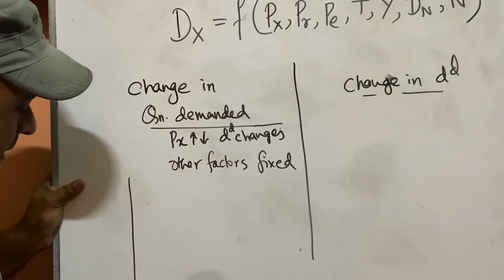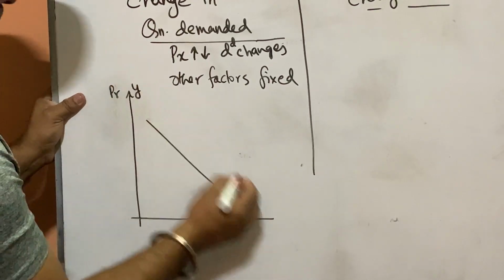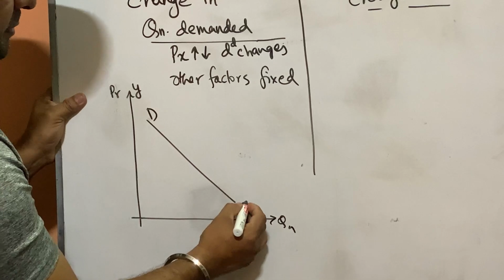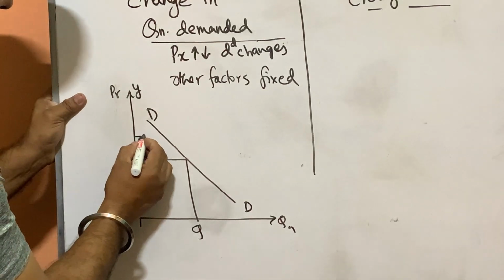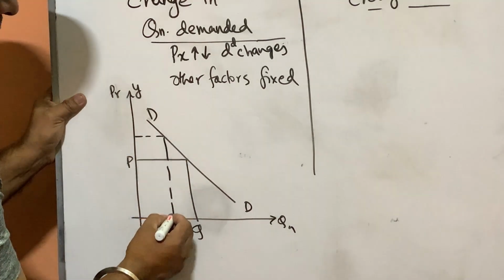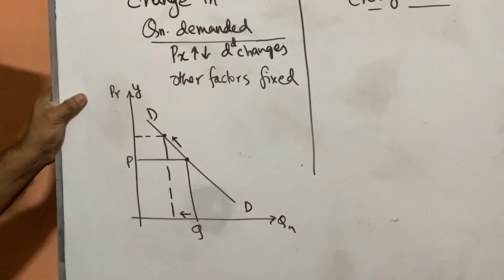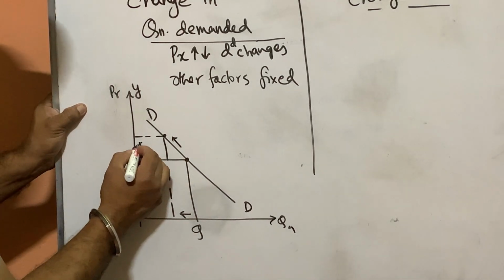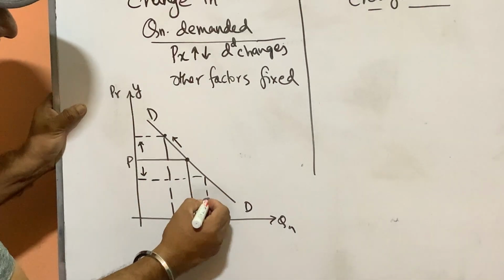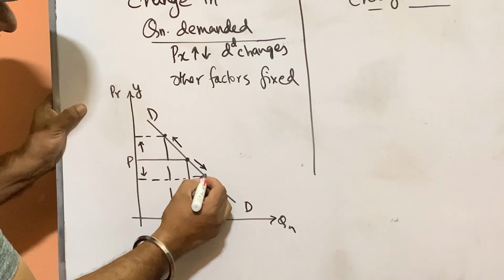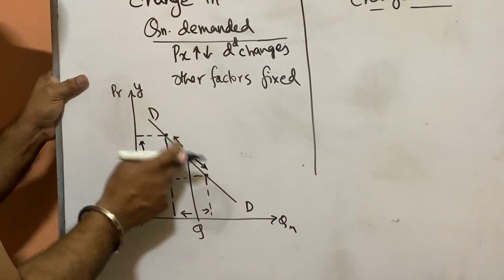At that time what happens? The demand curve remains fixed. Price, quantity, demand curve remain fixed. This is the initial price and quantity. If price increases, then demand decreases. The consumer shifts from this point to this one, meaning you will shift upward along the demand curve due to the rise in the price. If price decreases, then demand increases. Meaning the consumer shifts downward along the demand curve. No change in the demand curve. The demand curve remains fixed, only you will shift either upward or downward.